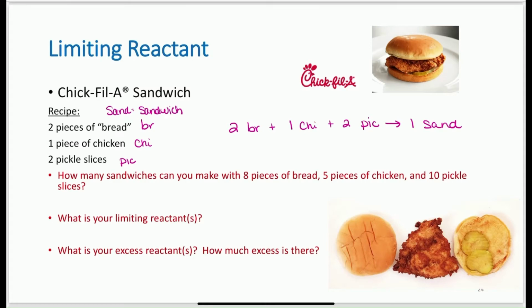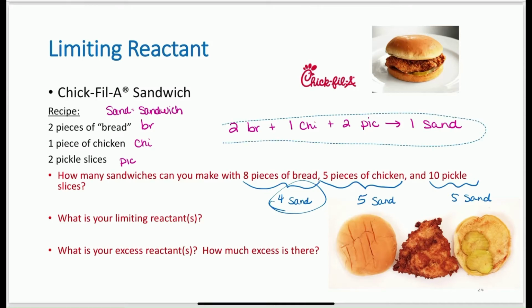Most students will look at this pretty quickly and say, okay, 8 pieces of bread, this could give me 4 sandwiches. 5 pieces of chicken, this could give me 5 sandwiches. And 10 pickle slices, this could give me 5 sandwiches. So they're going to say, we can make 4 sandwiches. And that's correct. But we can also do this with stoichiometry.